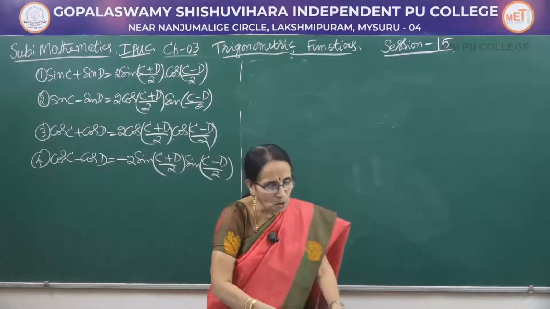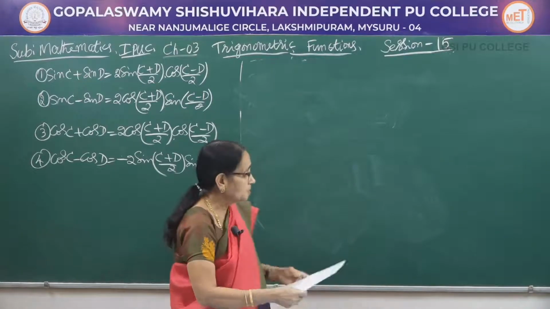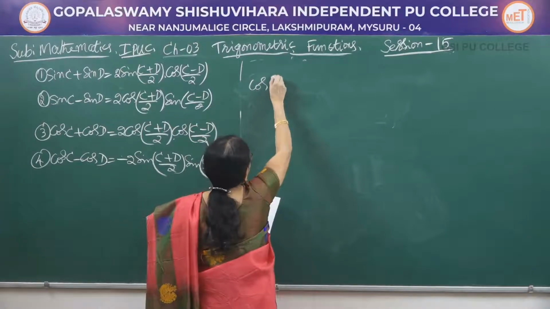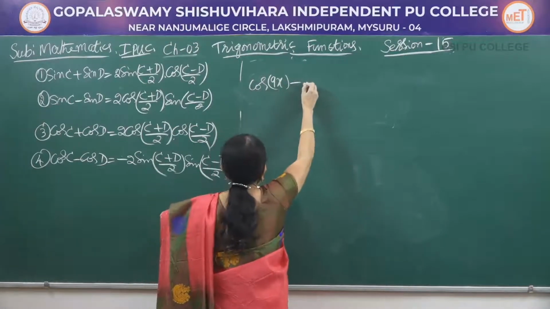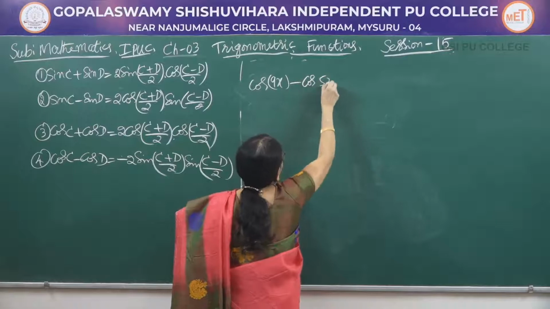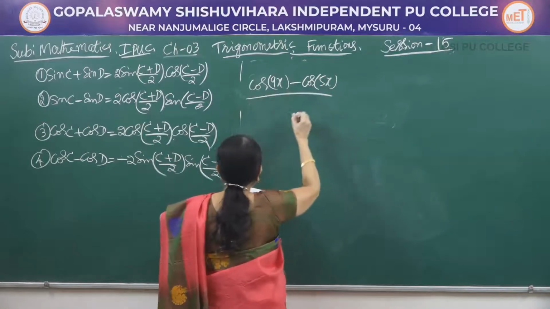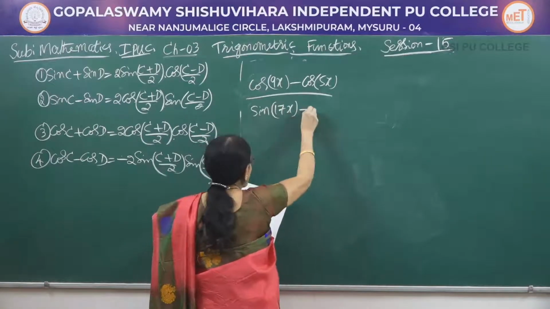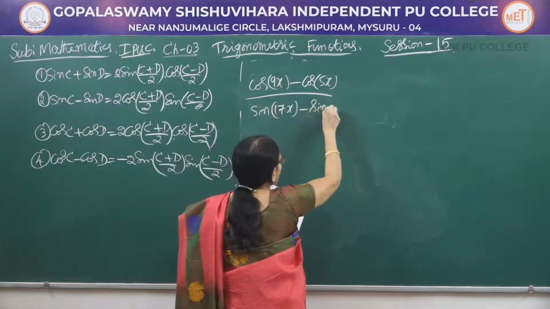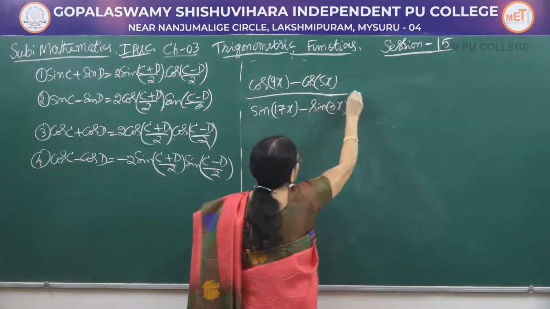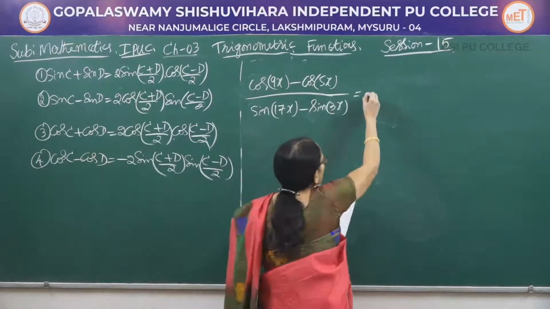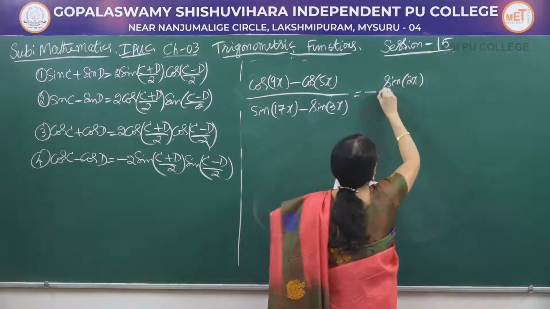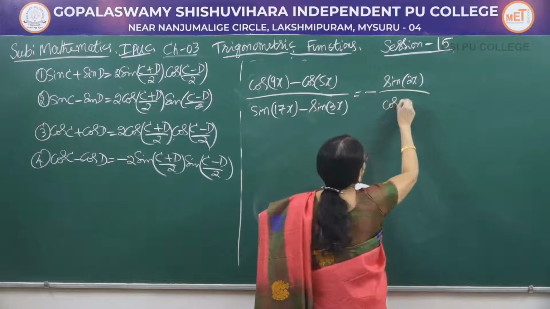In the next problem, I am using the other formula, that is you have to prove that (cos 9x minus cos 5x) divided by (sin 17x minus sin 3x) should be equal to minus sin 2x divided by cos 10x.